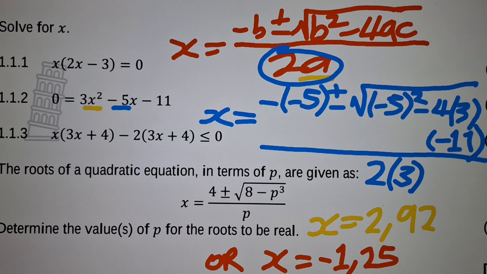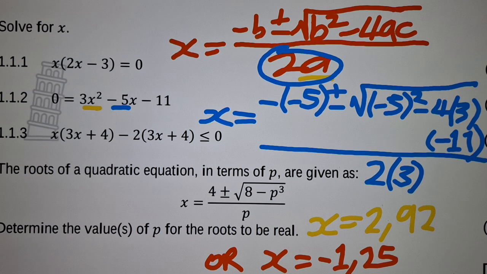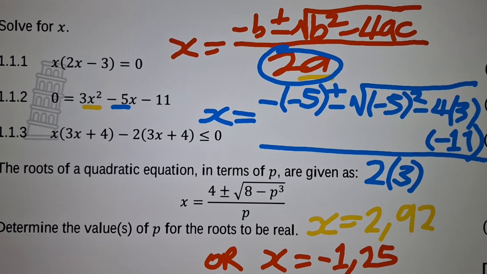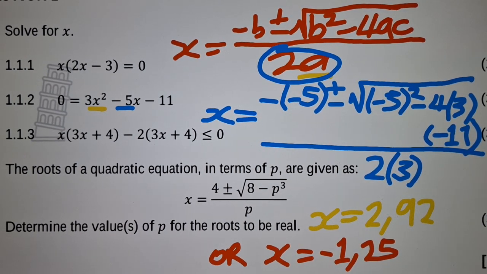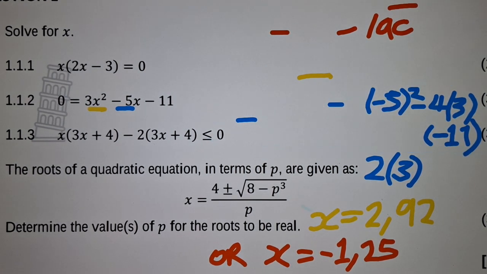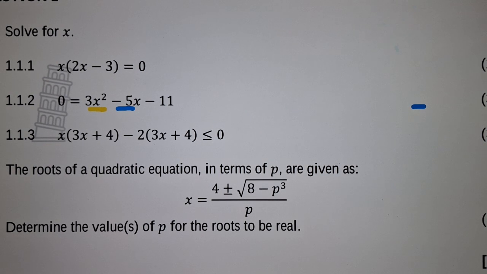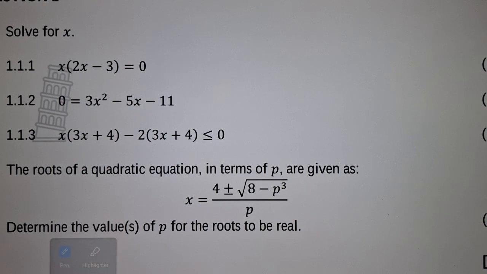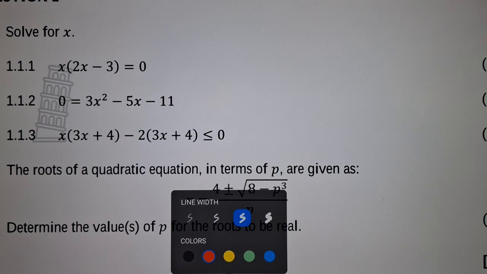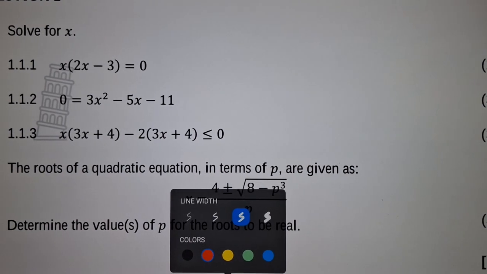Now we move to 1.1.3. I think this is the last question that we can do together, right? Okay, let me remove the answer for 1.1.2 so that we can write our answer here for 1.1.3. Okay, 1.1.3, this is how we're going to do it. It's an inequality, if you look at it.